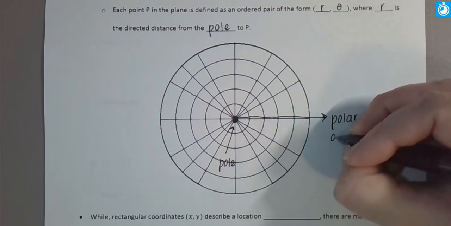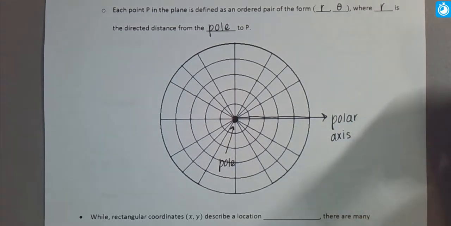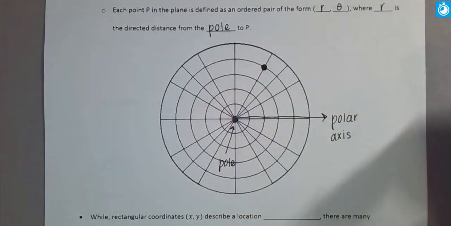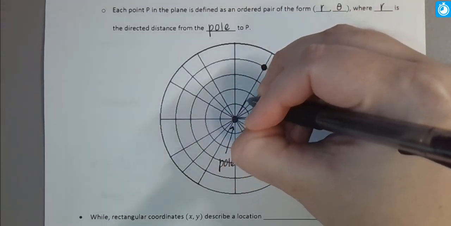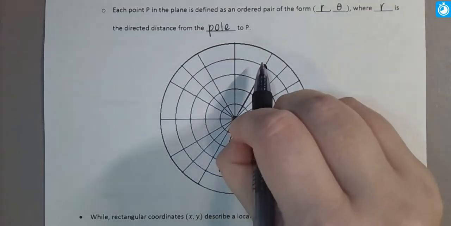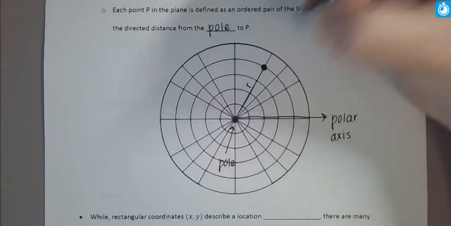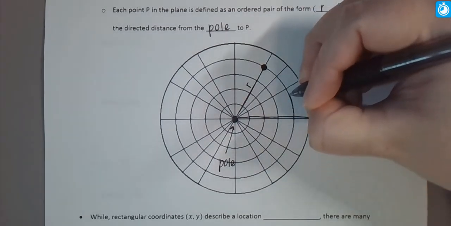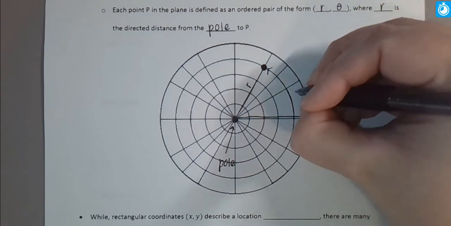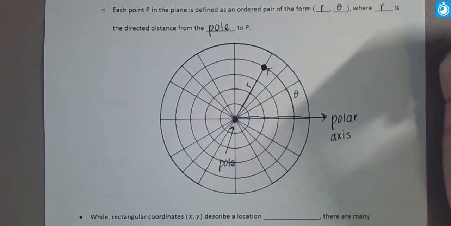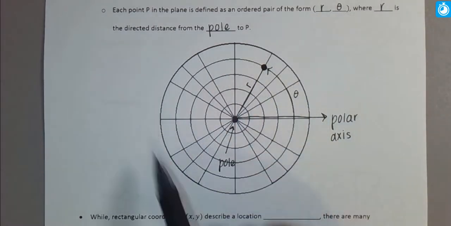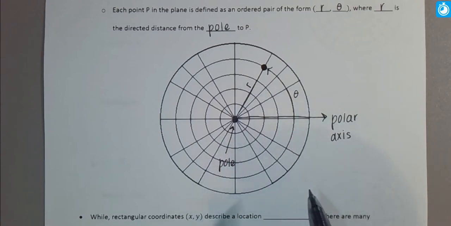We think of that as the starting point for any rotation. And then suppose we choose a particular point, and suppose this is going to be the point that we want to represent the location for. R is going to be the distance that it would take to get from the pole directly to that point. So that's going to be R. Think of r like radius. And then theta is going to be the amount of rotation we would have to take in order to get from the polar axis to our particular point along the particular grid circle that we want to travel along.